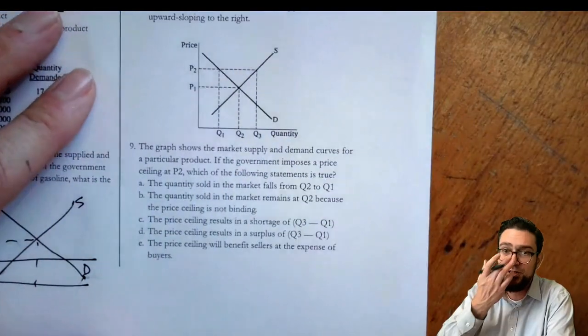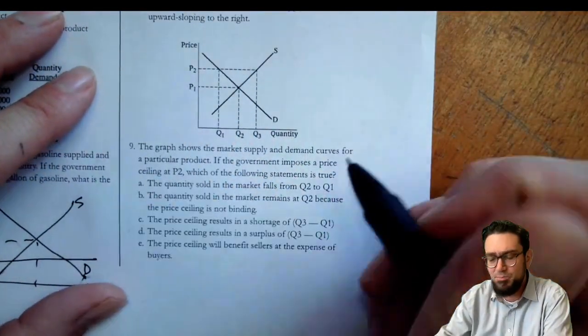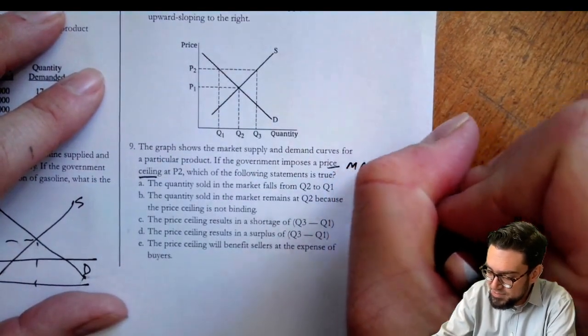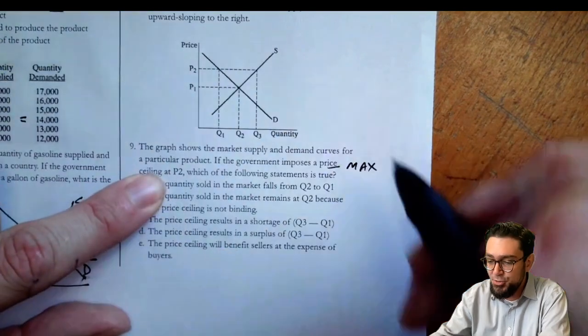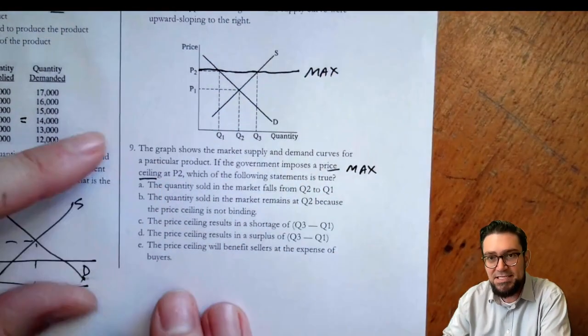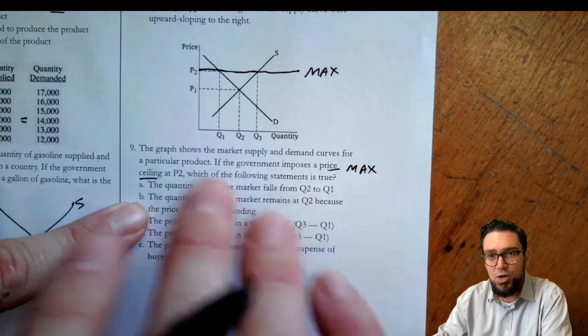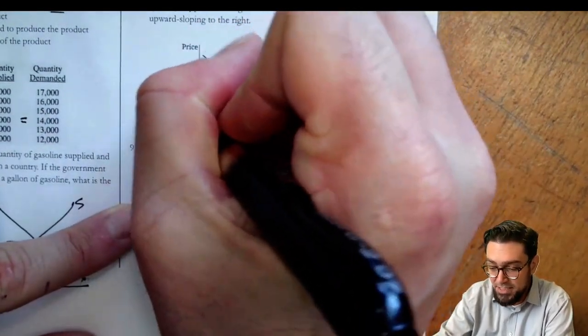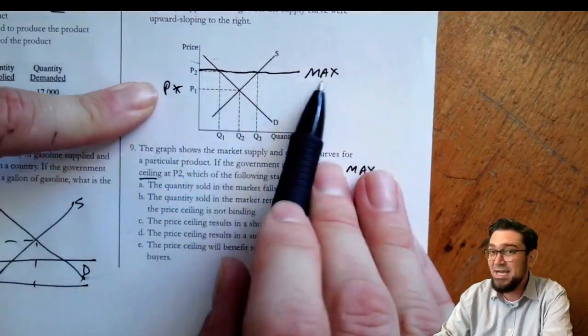Number 9, the very last question. The graph shows the market supply and demand curves for a particular product. If they impose a price ceiling, the imposed maximum price at P2, so in other words, this is our maximum. You can't go above that, guys. What's going to be true? Well, right off the bat, that maximum is set above what the P star equilibrium is. So this is not going to do anything.